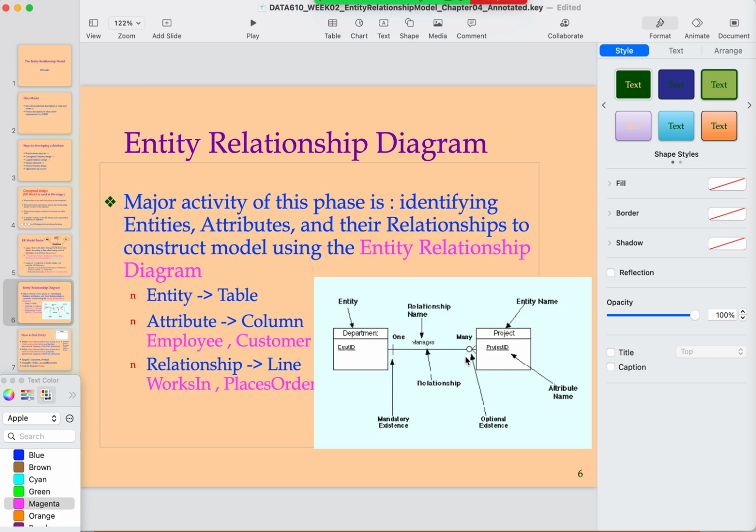There is something called one-to-many or many-to-many relationship, and this can be shown here. As you can see, it says one on the left side, and there is one line here, and on the right side it says many, and there is a circle with 3 lines here. So this means that one department can have one or more projects, or can manage one or more projects. So that is a one-to-many relationship.